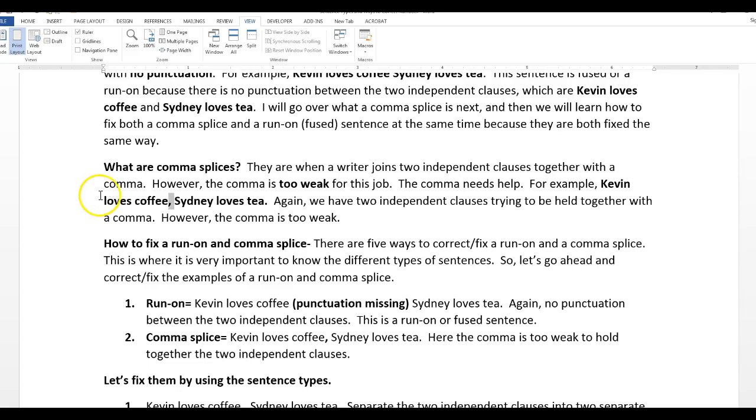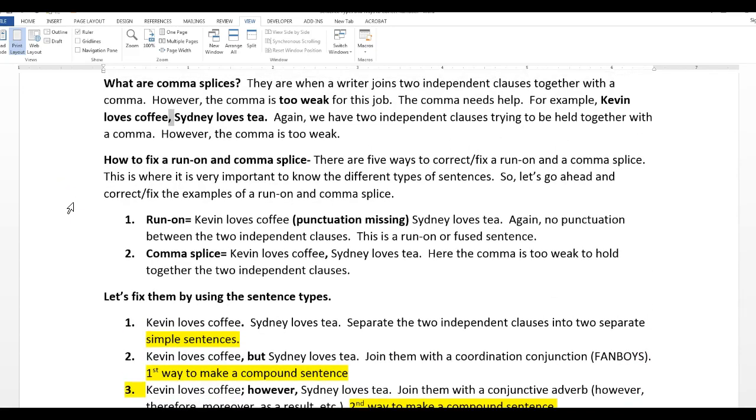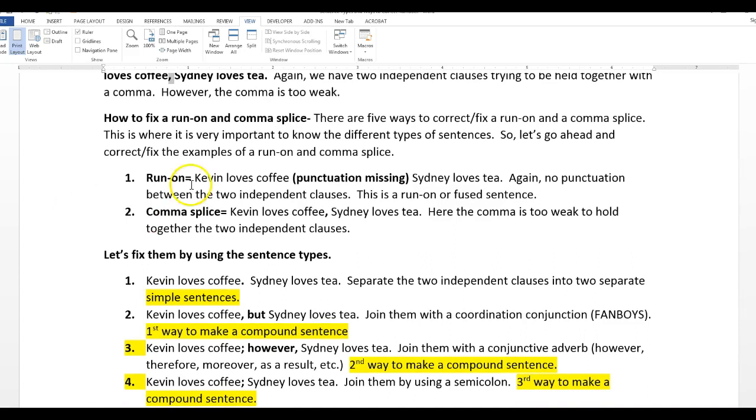So let's come down here. I'm going to use the same sentences that we've used before. The sentence is, Kevin loves coffee, punctuation missing, Sydney loves tea. Since there's no punctuation between these two independent clauses, again, this is a run-on. Next, comma splice. Kevin loves coffee, comma, Sydney loves tea. Here, independent clause, again, this comma is too weak to hold together the two independent clauses. So let's go ahead and fix them.